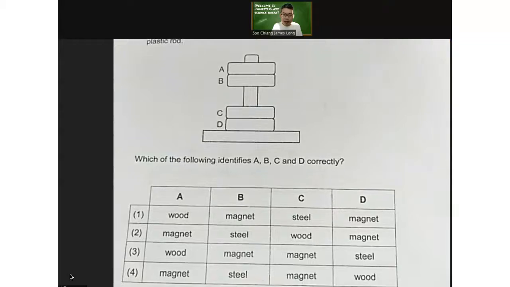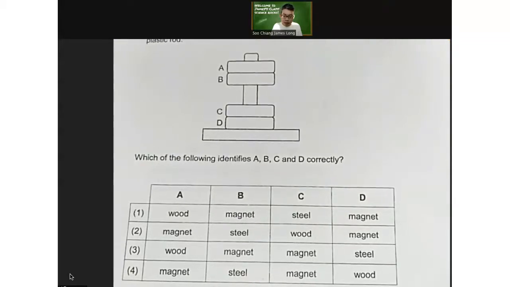Identify A, B, C, and D. Pause the video and try.